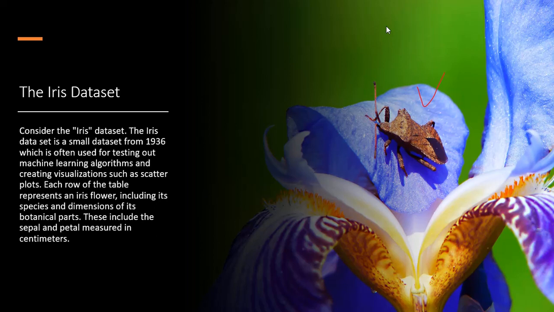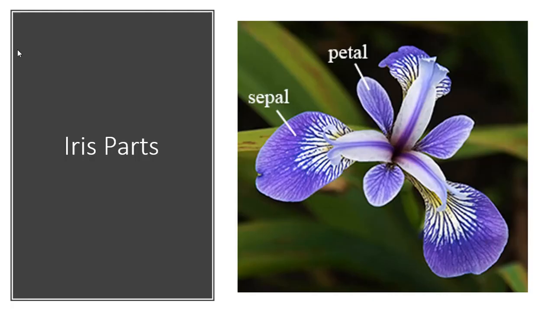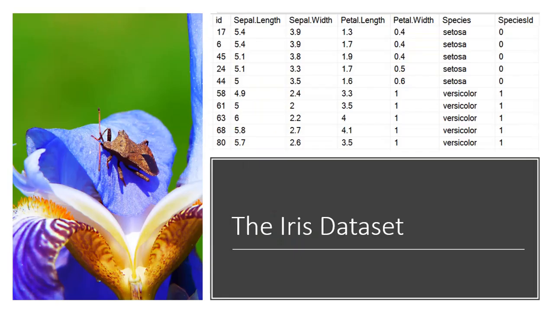And these parts include the sepal and the petal measured in centimeters. So here is a picture, and the sepal is this larger part of the flower here. These smaller portions are the petals. Here is what the iris dataset looks like in the SQL table.